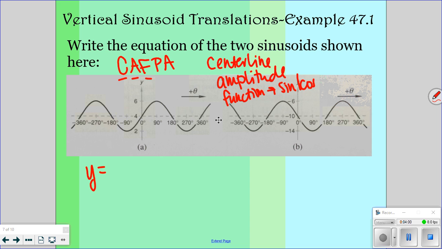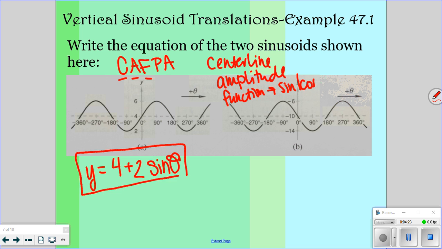So the center line here is at 4. From 4 to 6 is a 2. So we're going up 2. And it's a positive sinusoid. So a positive sine, and then we have theta. And so that would be your equation for this one. So we're looking at the CAF part of the CAFPA. Eventually we'll get to the P and the A. But this is just 4 plus 2 sine of theta.